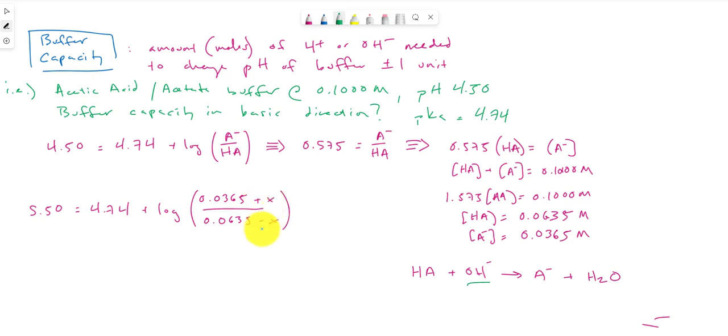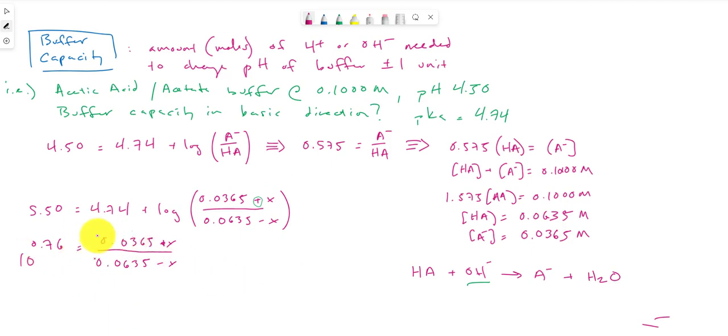So how do we know which one's plus and which one's minus? Well, we're adding base, right? If you're adding base to this system, what's going to react with the acid? And if it reacts with the acid, it means it's going to destroy some of that acid. That would be a minus x. And in doing so, it's going to be creating more of the conjugate base. That's a plus x. So that's why you see the plus x on top, because it's creating more of the conjugate base. And you see the equal and opposite minus x down here, because in order to create that x, it's got to be removed from the existing amount of HA.